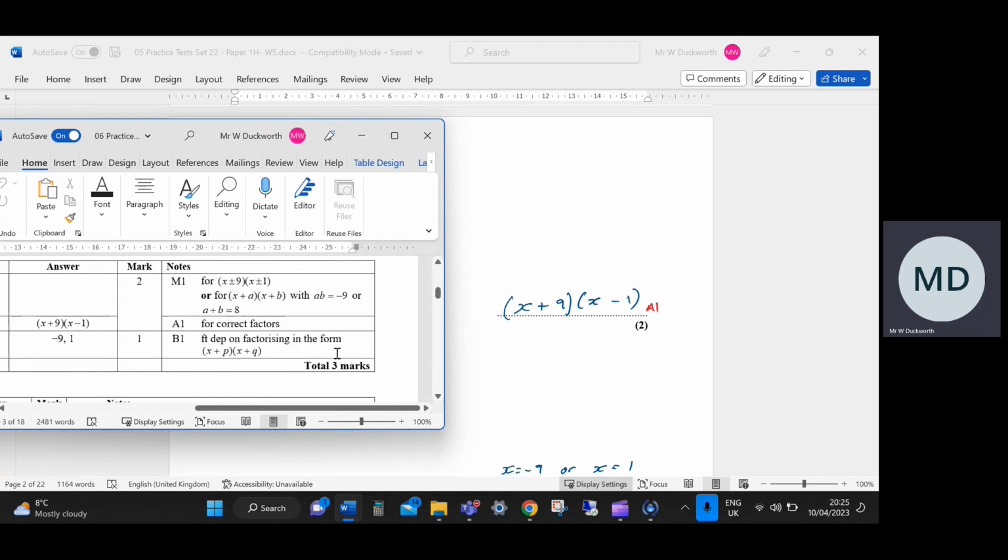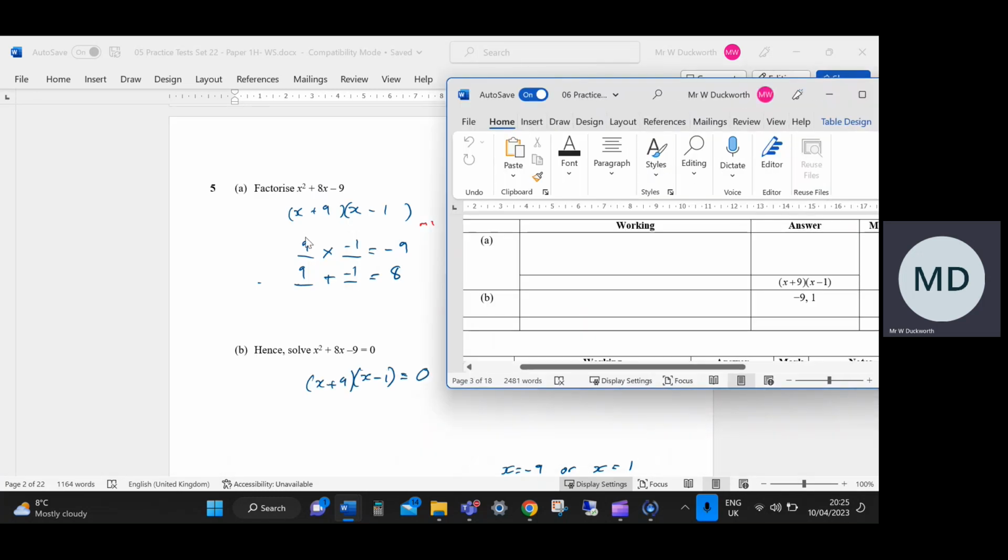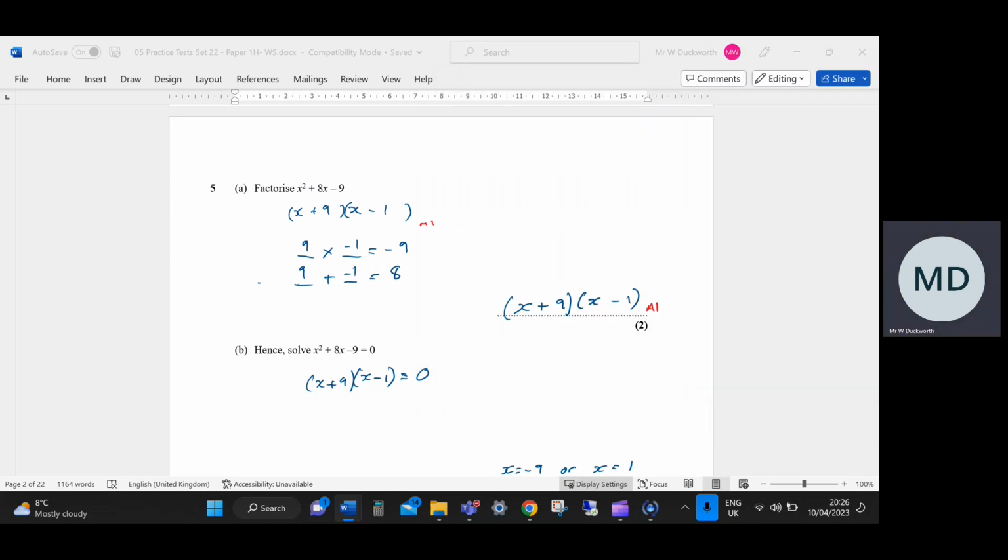What the mark scheme says is it's M1 for ±9 and ±1, or for where you've factorized it, but the 2 numbers multiply together to make -9, or they add together to make 8. So that's going back to this bit here where I said that I needed 2 numbers that multiply together to make -9 and added together to make 8. If I made a mistake somewhere, but one of the pairs was correct, either the 2 numbers multiplied together to make -9 or added together to make 8, I could still pick up that method mark even if I didn't get the numbers 9 and 1.